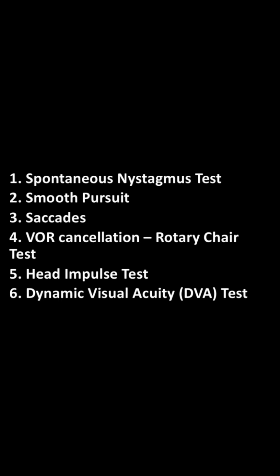The 6 tests listed here will be the tests completed in the video. The first test, the spontaneous nystagmus test, is a test that assesses the central vestibular system by determining if a patient has any nystagmus when the head and eyes are in a neutral position. Abnormal findings for this test would be nystagmus or possibly saccades. And as mentioned before, this is a test for the central vestibular system.